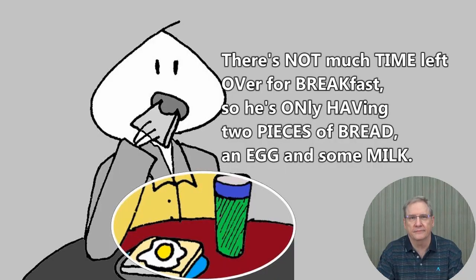Now let's combine everything. There's not much time left over for breakfast, so he's only having 2 pieces of bread, an egg, and some milk. There are 10 stressed and 16 unstressed words or syllables in this long sentence. As you can see, less than half the words are needed to understand everything. This is why you should practice exercises like this one to learn which words in a sentence are stressed and which are not.